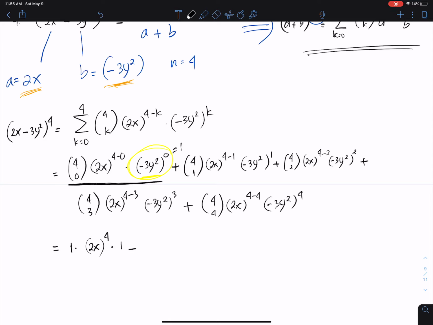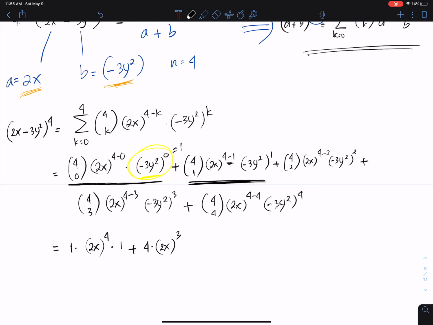Plus, then we start the second term, combination 4 1. If you check, it will definitely be 4. And then 2x to the power of 4 minus 1. 4 minus 1 will be 3.